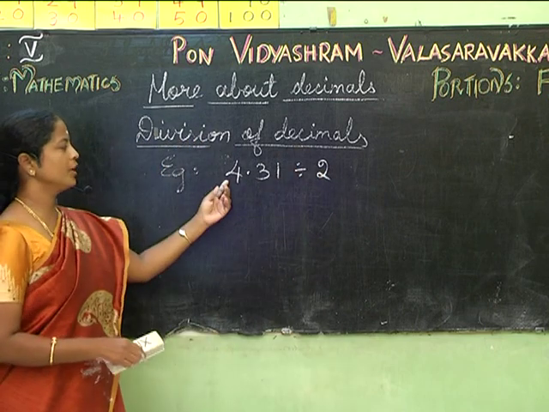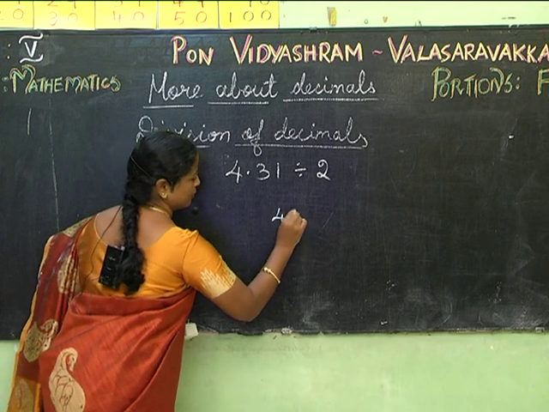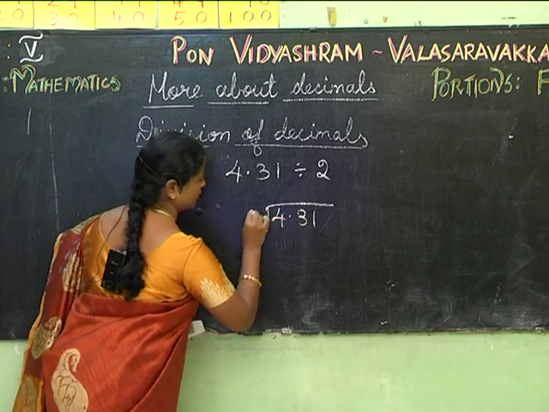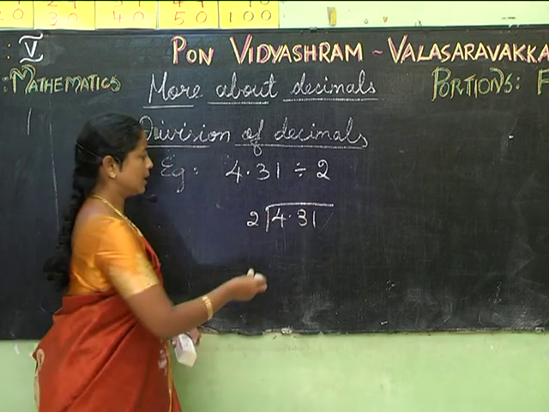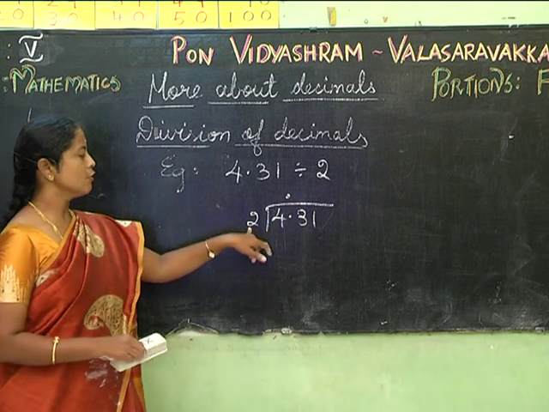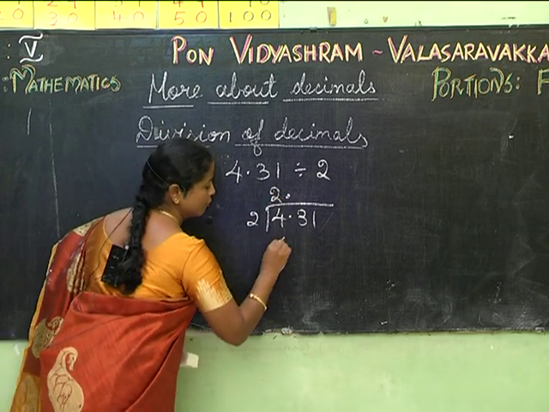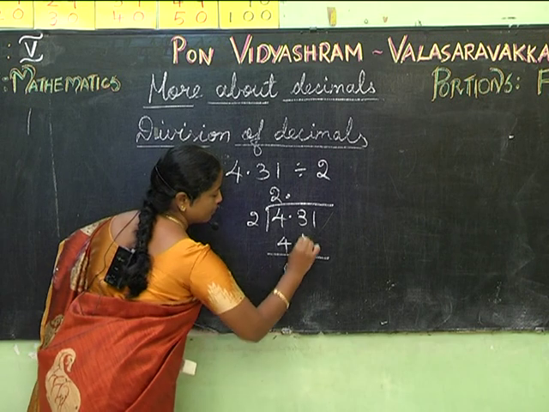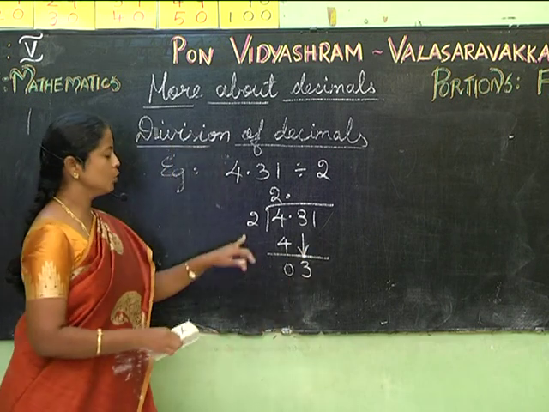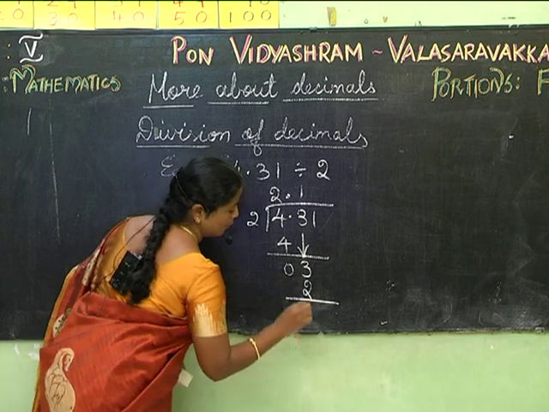Okay, 4.31 divided by 2. Now, first of all, place the decimal point. First, 2 will go in 4 twice. So, 2 2s are 4. Bring down the 3. 2 will go in 3 once. 2 1s are 2. 1.